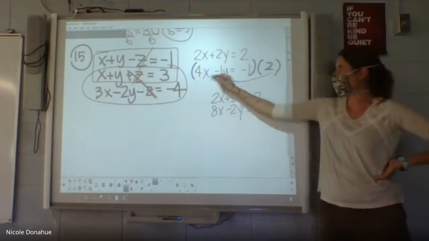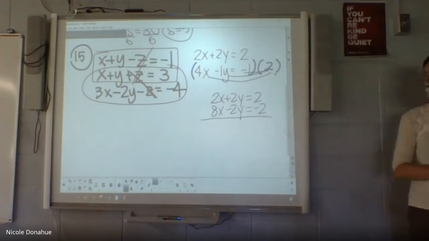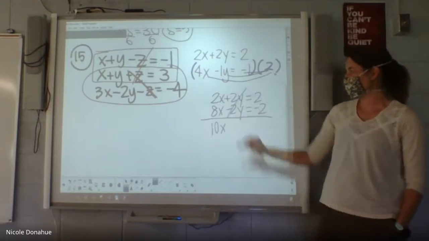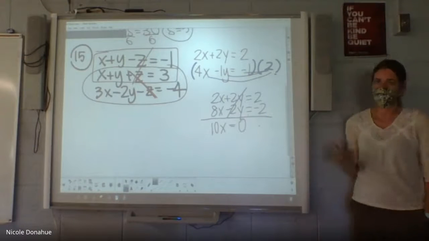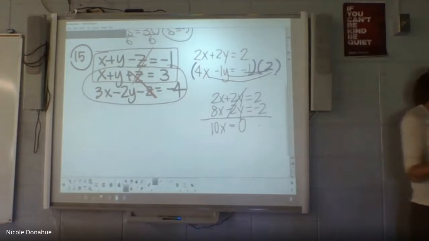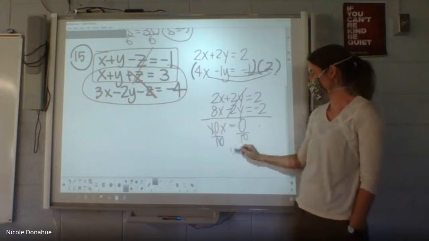To multiply all three parts by 2. So 2x and 8x is going to be 10x. The y's will cancel. 2 and negative 2 is going to be 0. Now this might be scaring you right now because you're like, oh, what just happened there? It's okay to get 0 as an answer. We divide by 10. 0 divided by 10 is just 0.